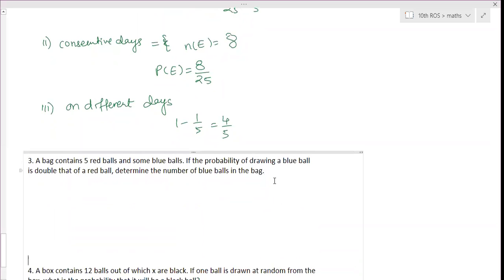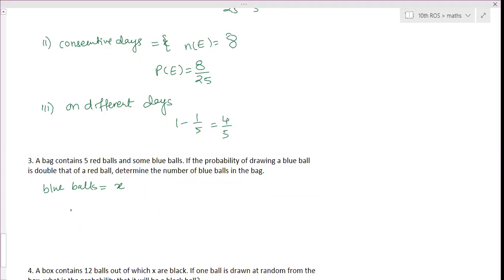Next question. A bag contains 5 red balls and some blue balls. If the probability of drawing a blue ball is double that of a red ball, determine the number of blue balls in the bag. How to find out? We can take it as X. So there are 5 red balls. Blue balls we will consider as X in number.